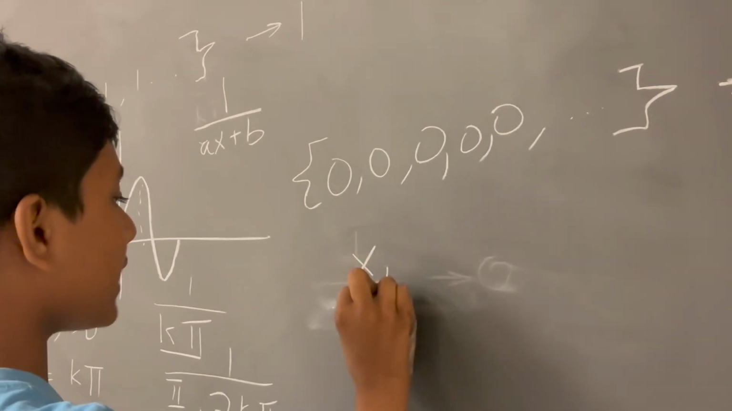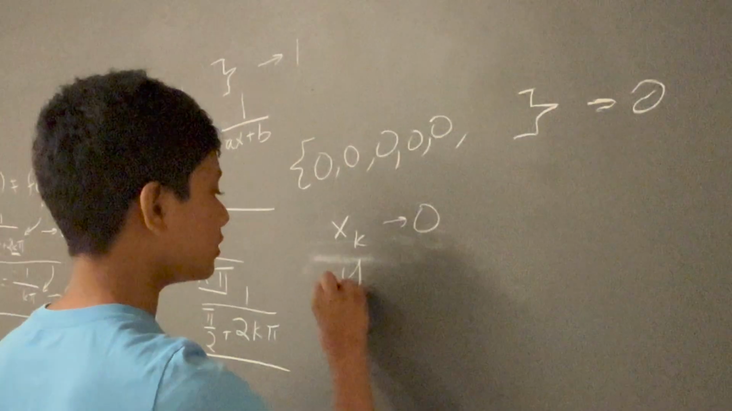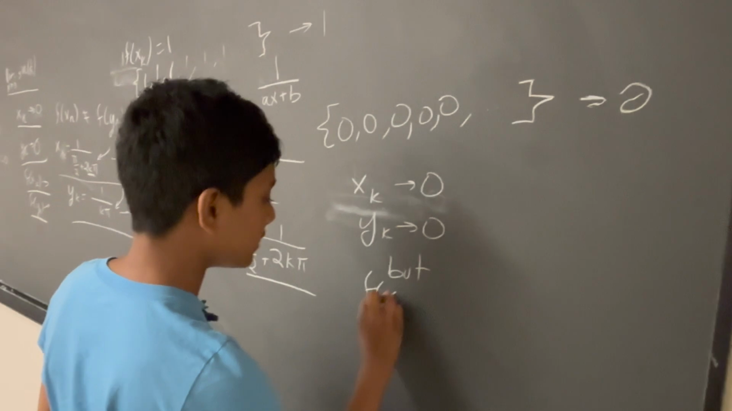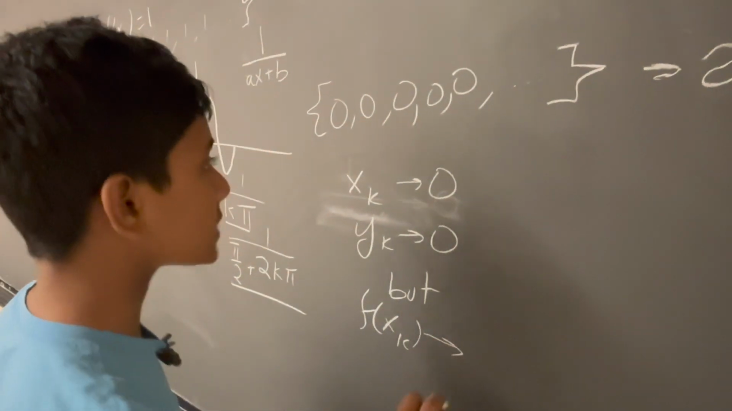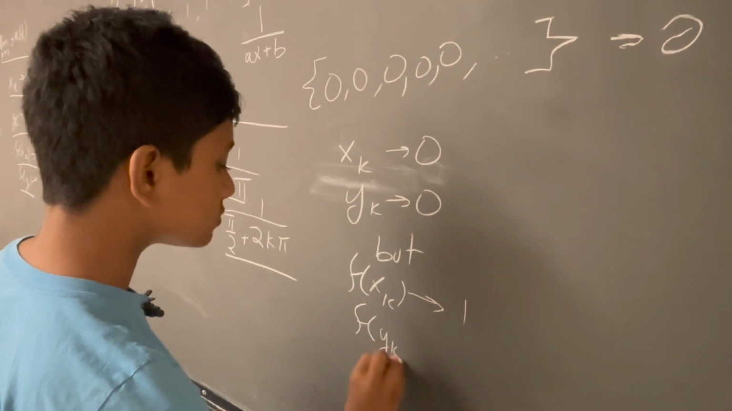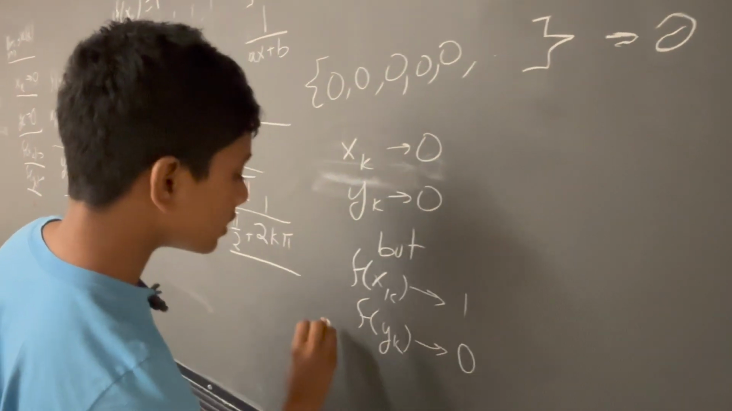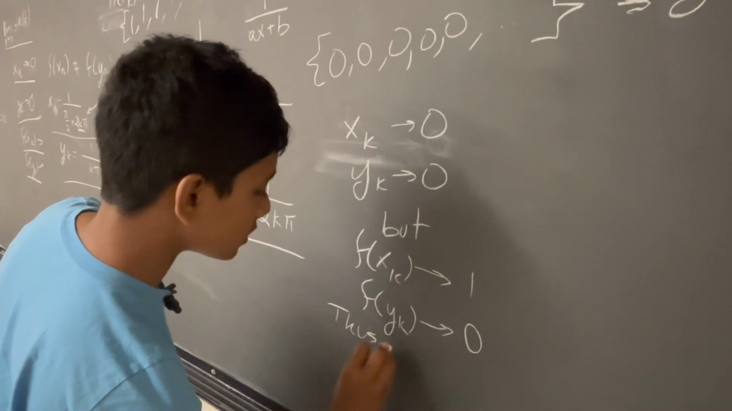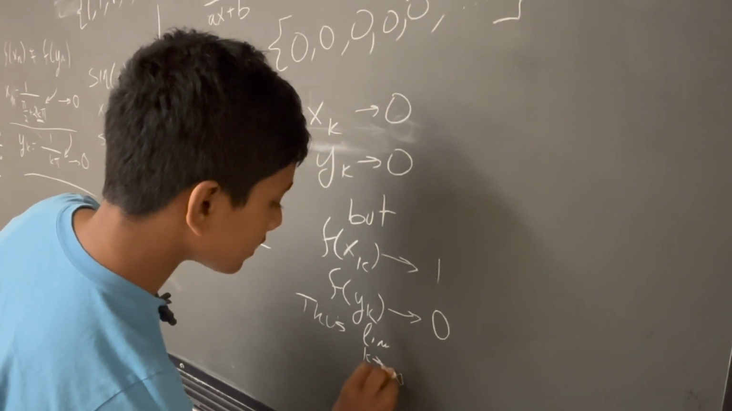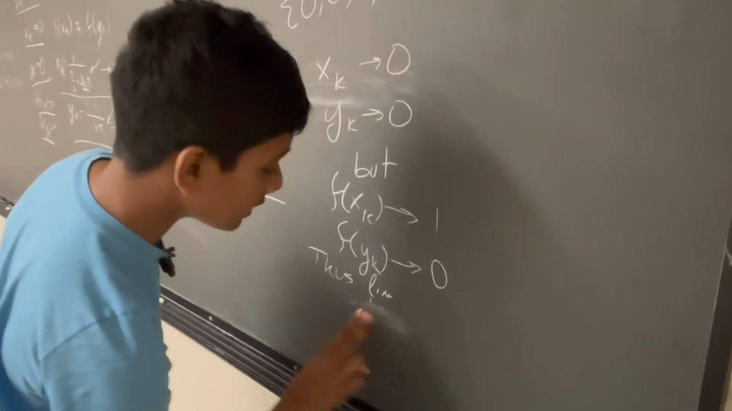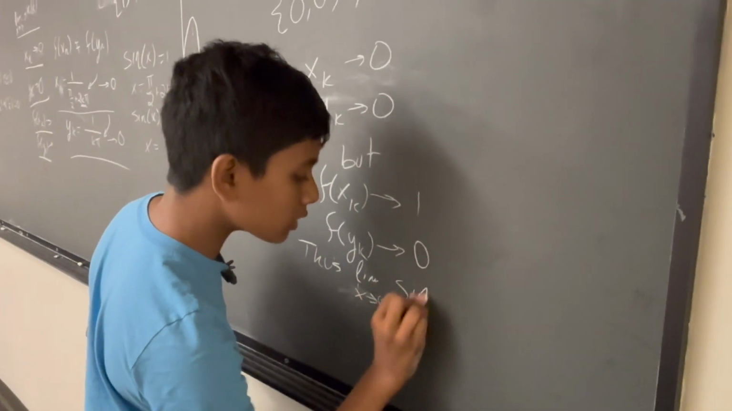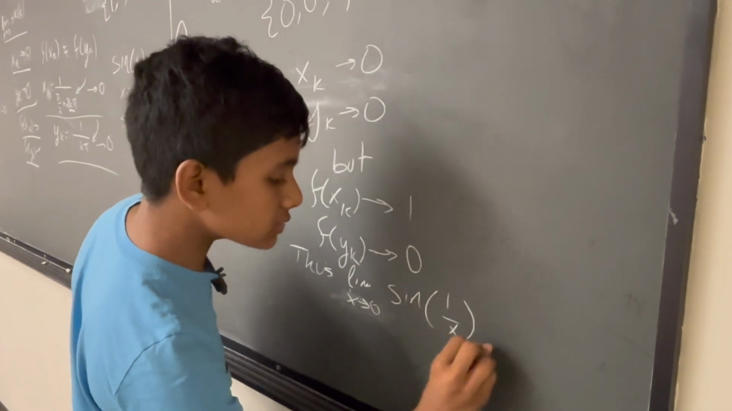So we know xk approaches 0, yk approaches 0, but f of xk approaches 1, while f of yk approaches 0. Thus, the limit as k approaches infinity, or rather, the limit as x approaches 0 of sine 1 over x does not exist.